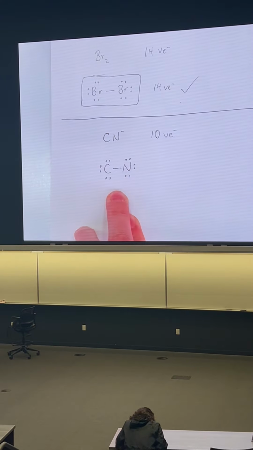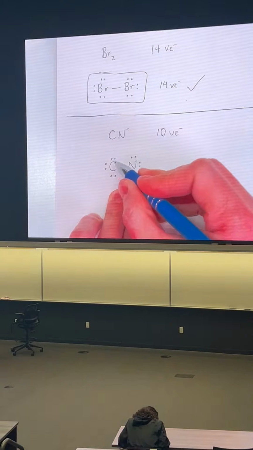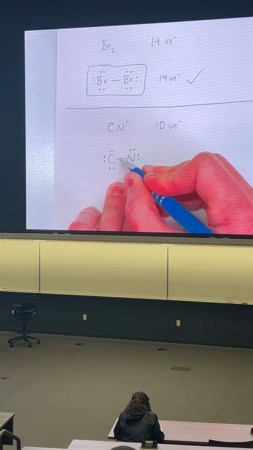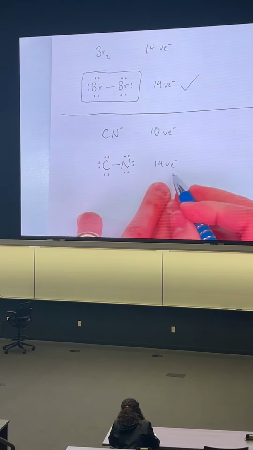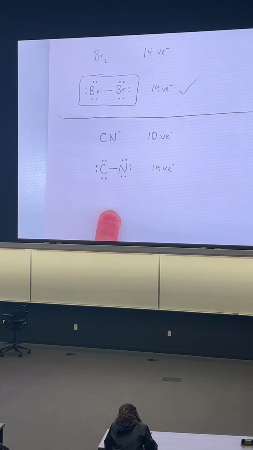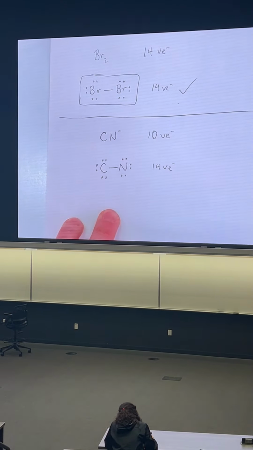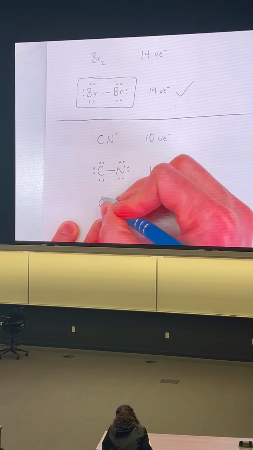Now 4, compare the number of valence electrons with the number determined in step 1. 2, 4, 6, 8, 10, 12, 14. This has 14 valence electrons. That's too many. 5, make double and or triple bonds that have the correct number of valence electrons. I'll throw in a double bond. So now let me do a double bond here.